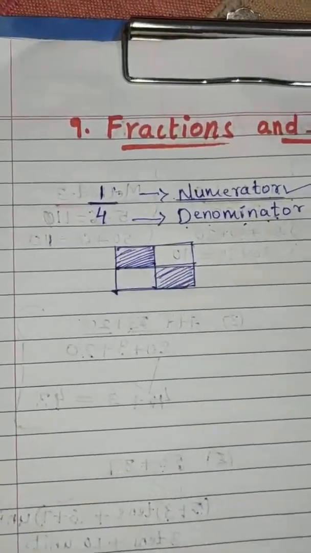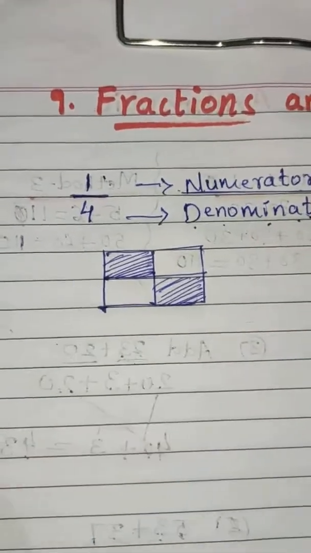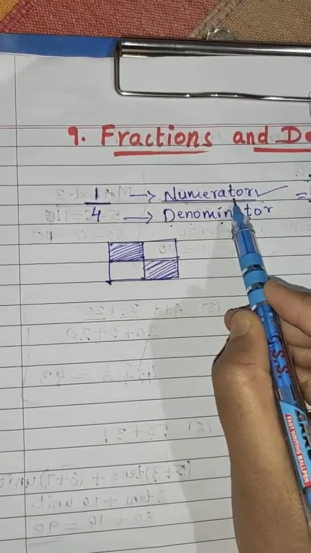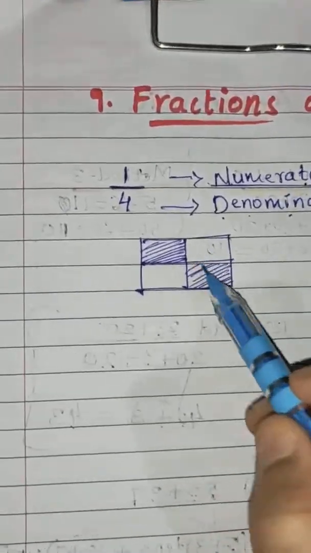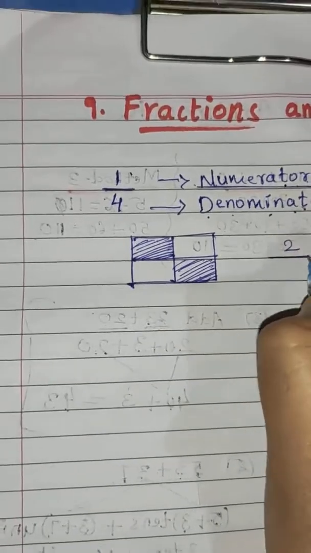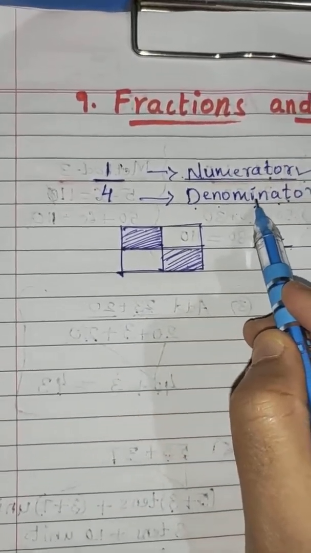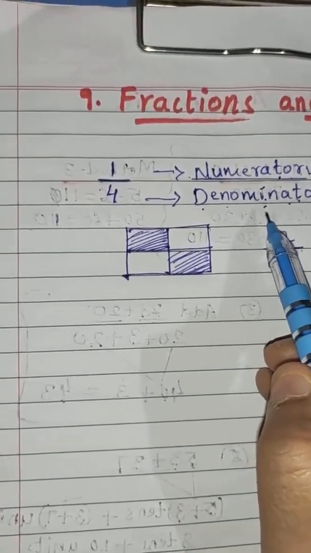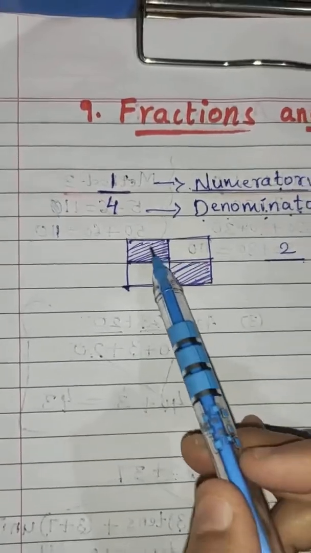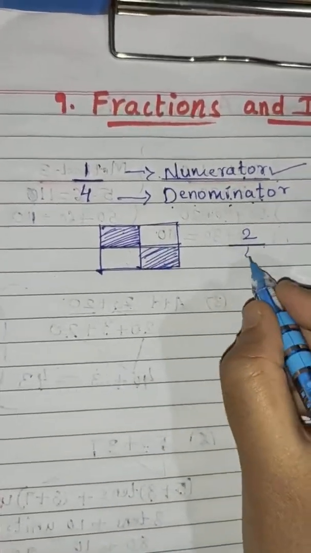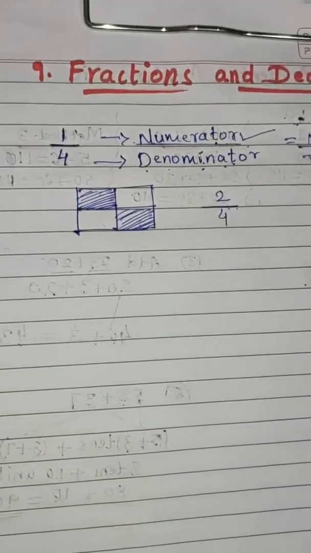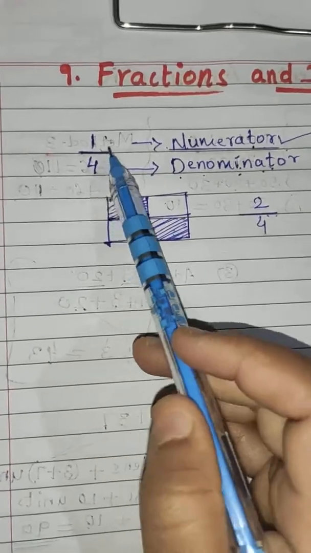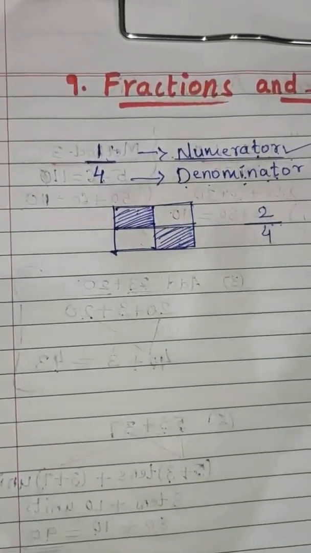So now children, tell me, what is the fraction for this here? Yes, first you have to write the numerator. Numerator means what? Number of equal parts selected or shaded. How many? 2. Divided by denominator. Denominator means what? Total number of equal parts in which a whole object is divided. So total number of equal parts 1, 2, 3, 4. So 4. Yes, so 2 by 4. Understood children, what is numerator and what is denominator? This upper number is called numerator and this below number is called denominator.